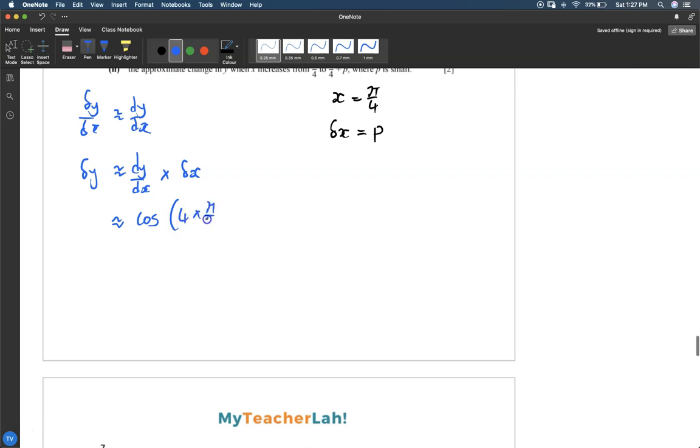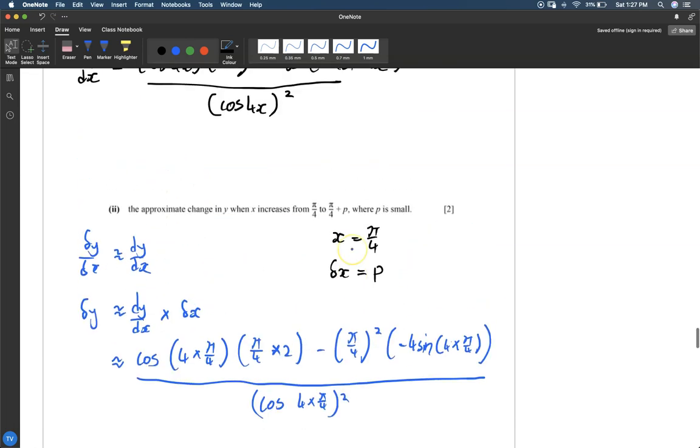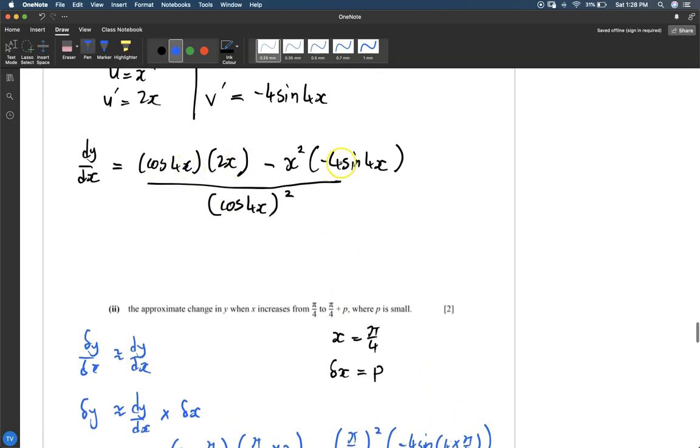4 times pi over 4. This is basically x. I'm substituting pi over 4 times 2 minus pi over 4 squared, minus 4 sine, wow, this is a bit confusing, 4 times pi over 4, over, sorry about my straight line, cos 4 times pi over 4 bracket squared. So essentially what I did was that we already had the dy dx, which is here, and I took the pi over 4 and put it into all of these x values.